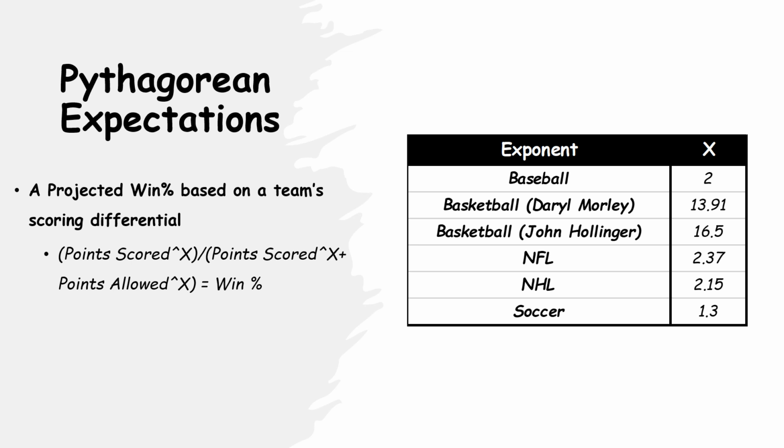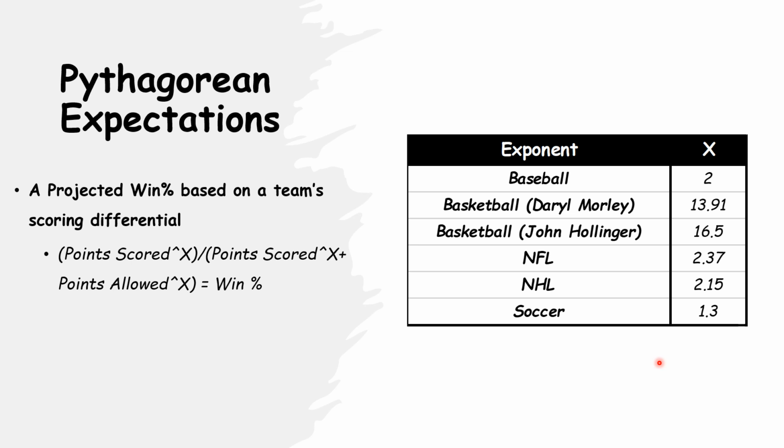Since Bill only used it specifically for baseball, it can be used for all other sports. In our illustration, we use the same formula on the right side. And here you can see basketball, Daryl Morey, who is a lot like Bill James, but just in the basketball world. His X turned out to be 13.91. Whereas in basketball for John Hollinger, he had his X set at 16.5, and these are used into this X right here. It would be inputted into that formula. NFL is commonly used for 2.37, NHL 2.15, and then soccer 1.3.